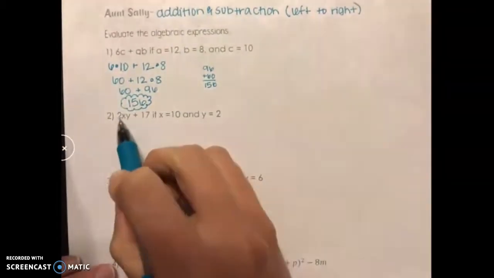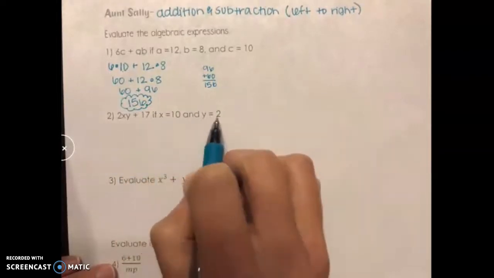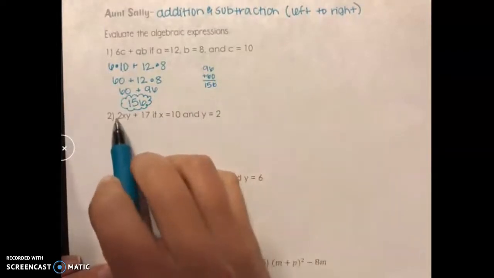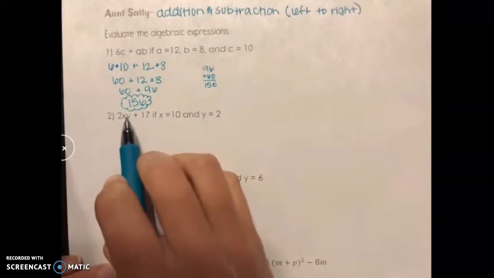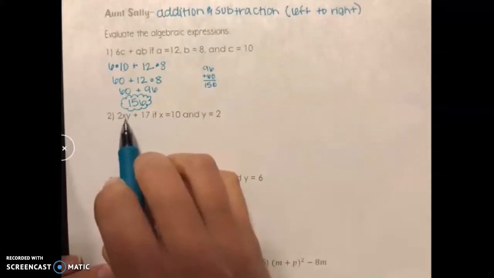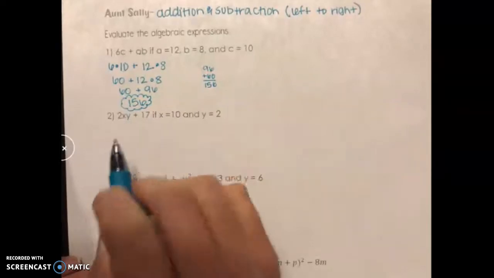So 2xy plus 17. If x equals 10 and y equals 2. All right, guys, I have a 2, so I have a number next door to a variable, another variable. If they're grouped like this, what does that mean? It means we're going to multiply. So 2 next door to a variable means multiplying, and a variable next door to a variable means to multiply. So we're going to be multiplying.